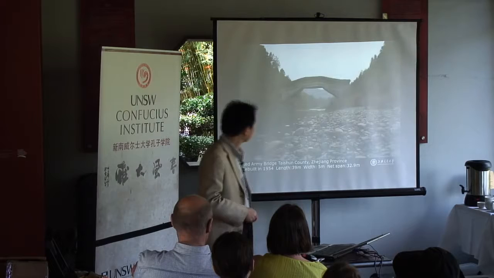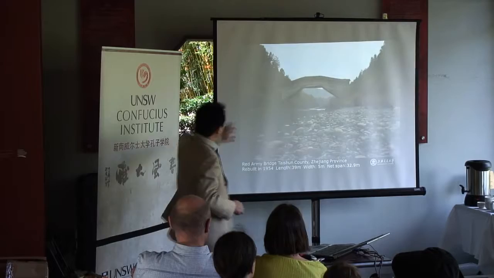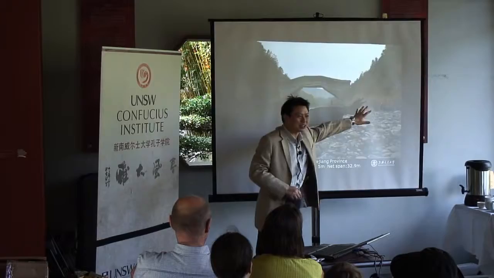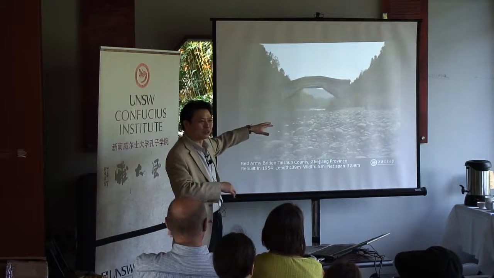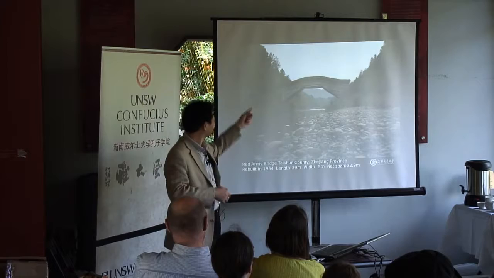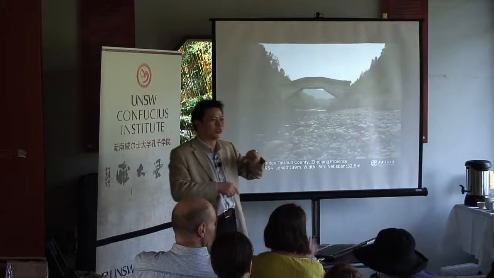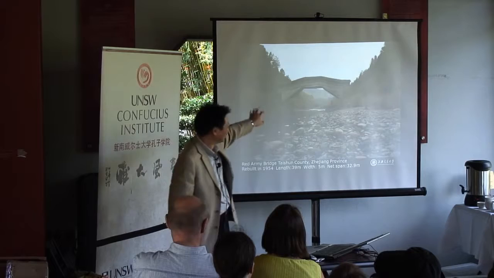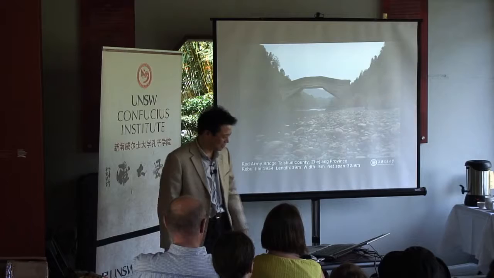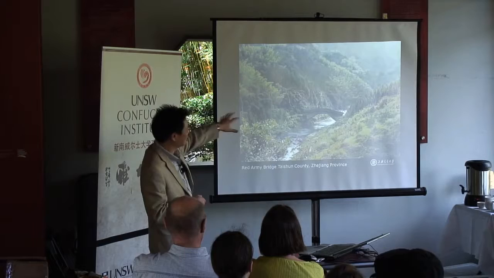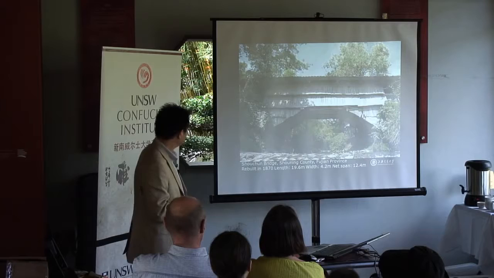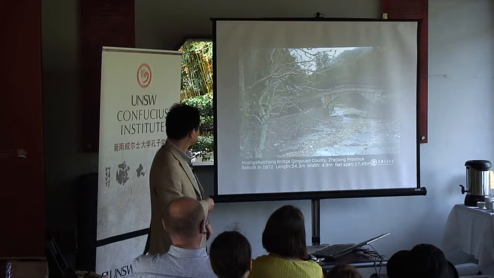The Red Army Bridge in Taishun County. But actually, this side belongs to Shouning County. This side is Taishun County. So the two counties are always discussing which county this bridge belongs to. So every county counts the bridge as included. So when we count, the total number will be one more, because both counties think this bridge belongs to them. So it's very interesting. I mean, it's a very beautiful sight. It's a small bridge. It's the Huang Shui Chang Bridge in Qingyuan County.